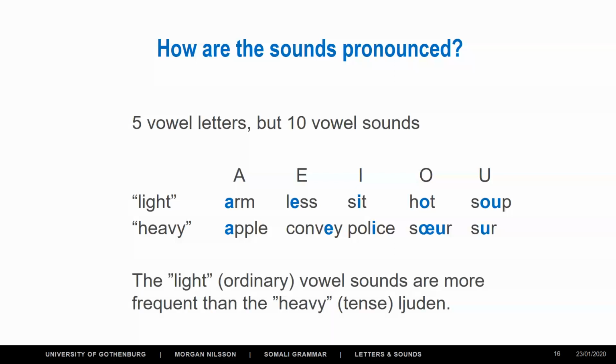As I said, the light, the ordinary vowel sounds are more frequent in Somali than the heavy ones. And the heavy ones in Somali are produced by tightening or making a tension in the throat. So they're produced in a little bit different way than the vowel sounds in the examples above. But they sound approximately the same.